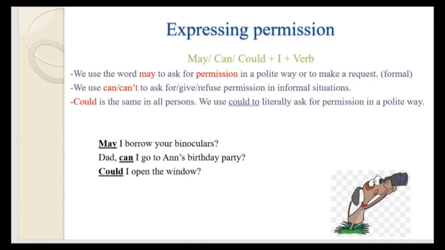We use can or can't to ask for or give or refuse permission in informal situations.